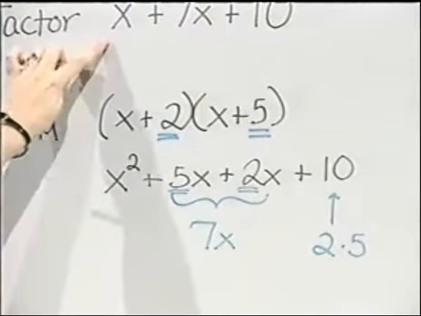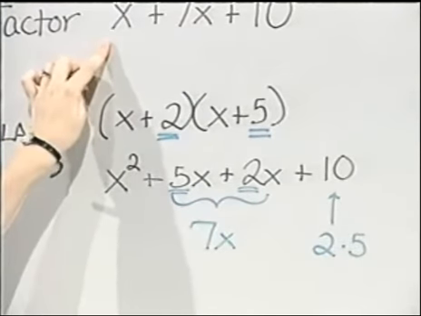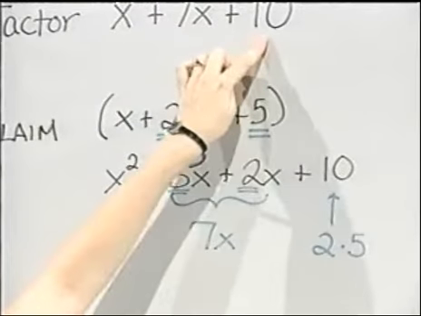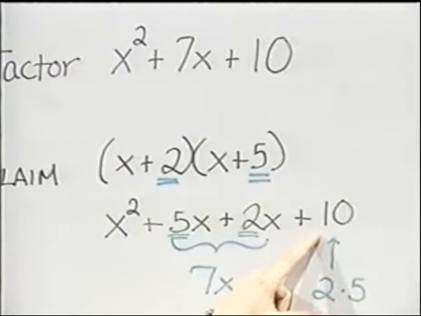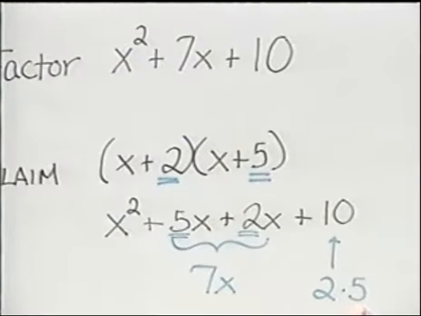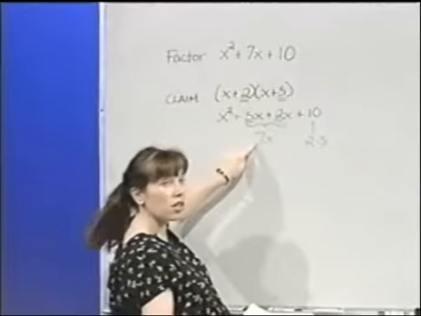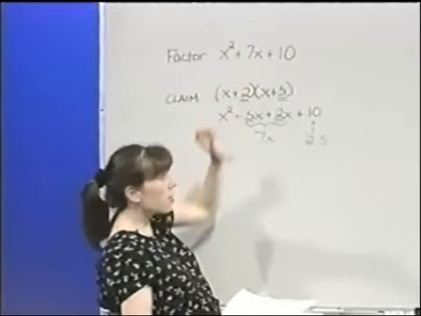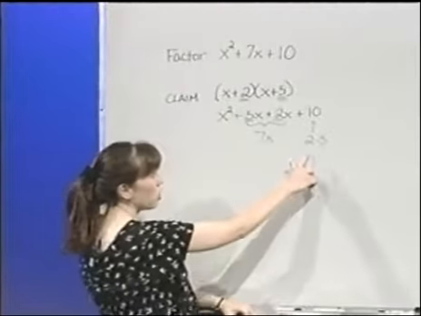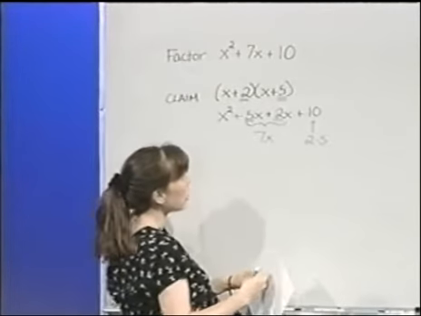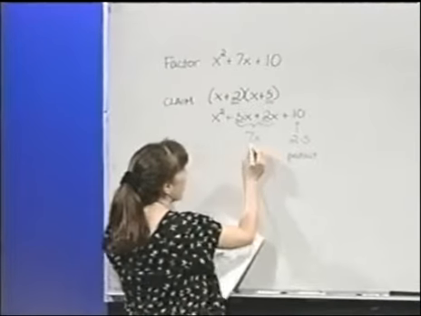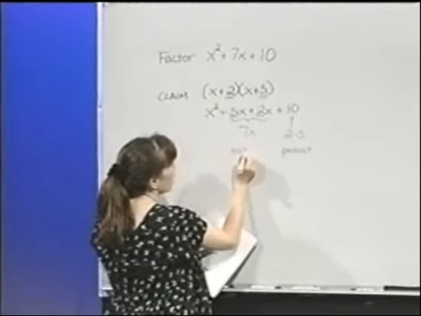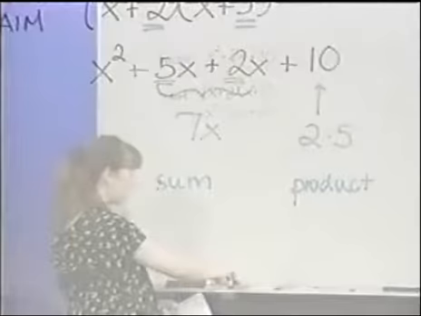So if we wanted to factor this polynomial on our own, we would first look at the 10 and think of two numbers that multiply to give us 10, 2 and 5, and then check that those numbers add to give us the middle number, 7x. So just remember, you want two numbers that give you a product for the last term, and a sum for the middle number.